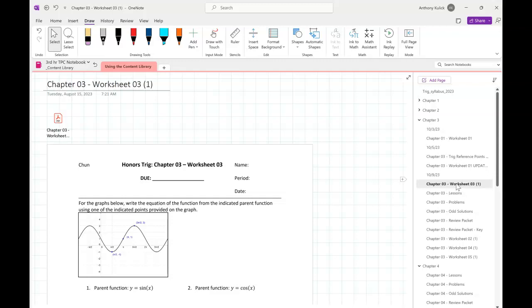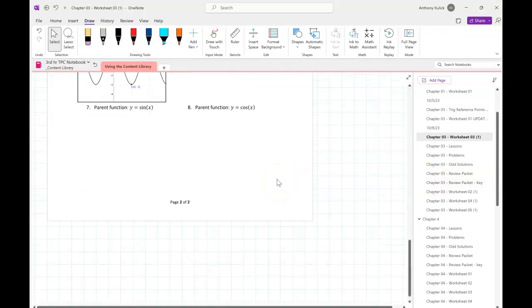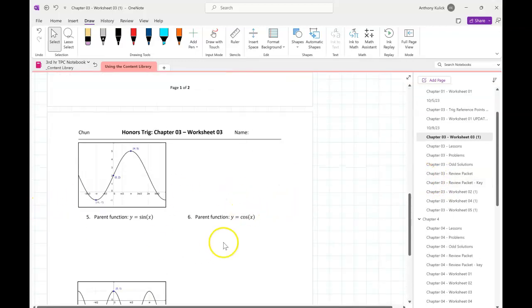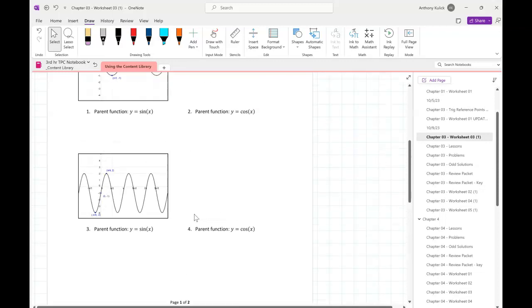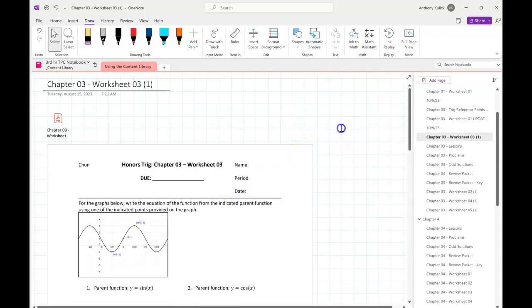And there's only 4 questions on this worksheet 3. You have to do both sine and cosine answers, so it's kind of like 8 questions, I guess. We're going to do worksheet 2 eventually. I just like doing this one first.